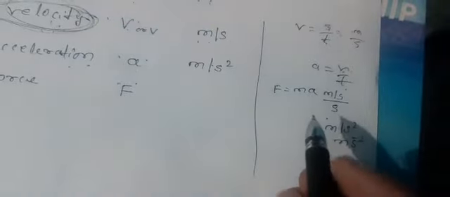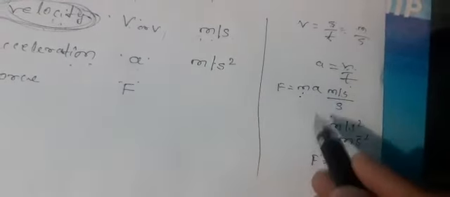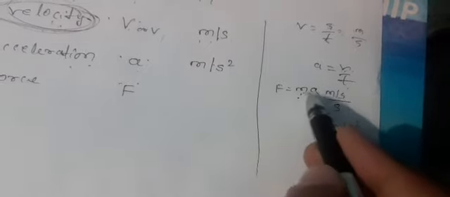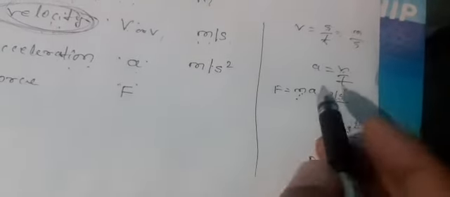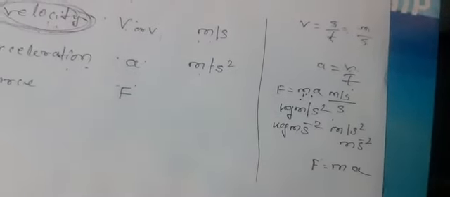Mass into acceleration. Mass is a fundamental quantity. The SI unit of mass is kg. What is the unit of acceleration? That is meter per second square, or kg meter second inverse square.